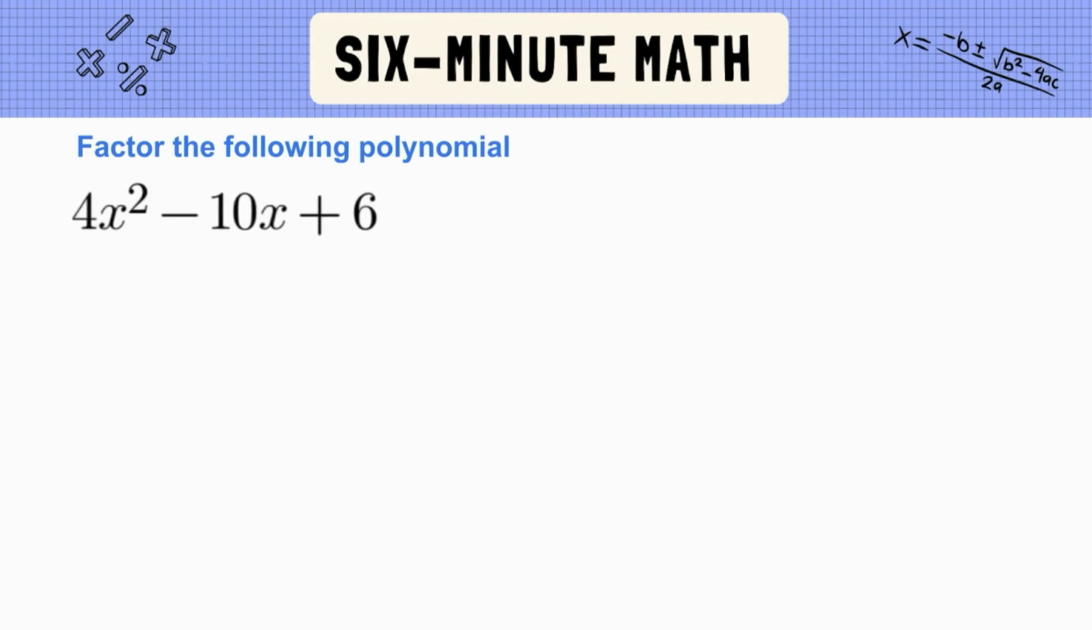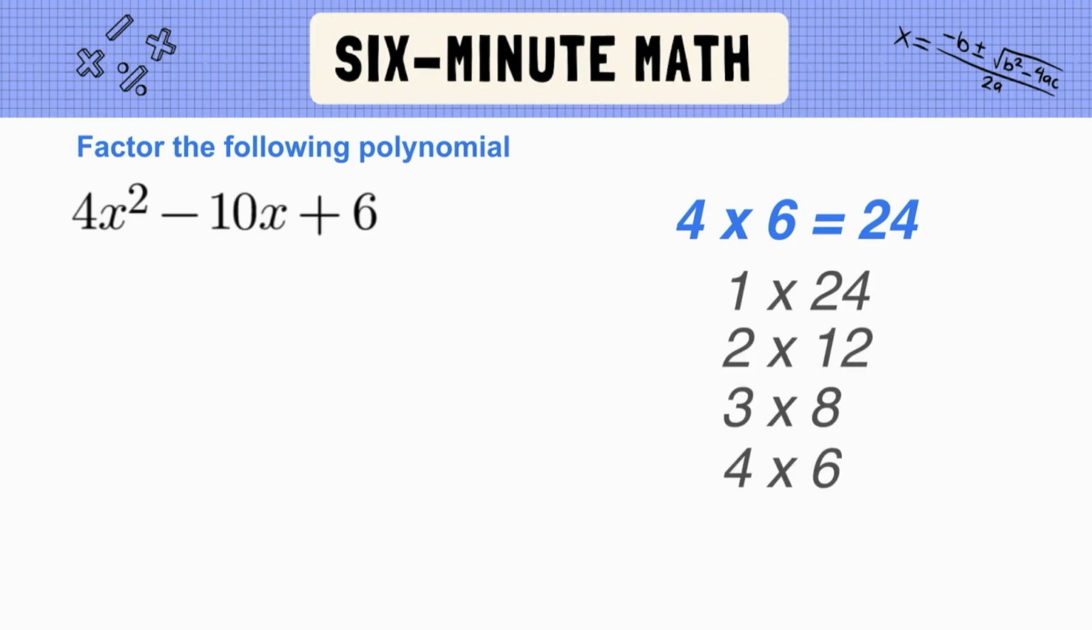How about if I'm factoring 4x squared minus 10x plus 6? 4 times 6 is 24, and I have my factor grid. I look at the operation in front of my c value. It is a positive, so I'm looking for two numbers that add to my b value of 10.